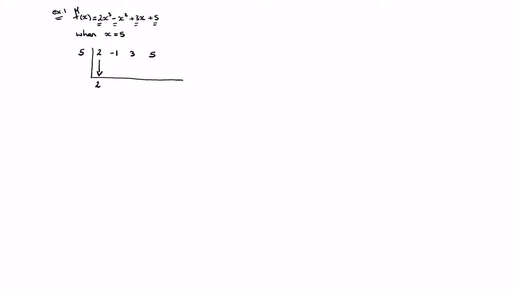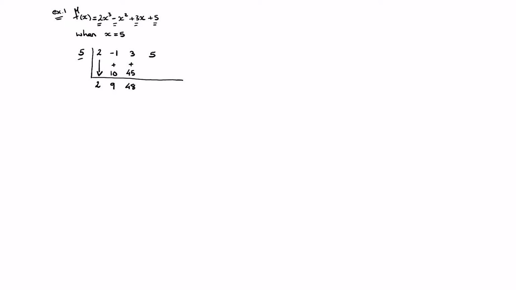So the way this is done, we multiply the 5 with the 2. So 5 times 2, that leads us to 10. And we write this 10 beneath the second coefficient, negative 1. Now negative 1 plus 10 leads us to 9, which we write below. We start over. 5 times 9 is 45, which we write below the 3. Now, 3 plus 45 is 48.